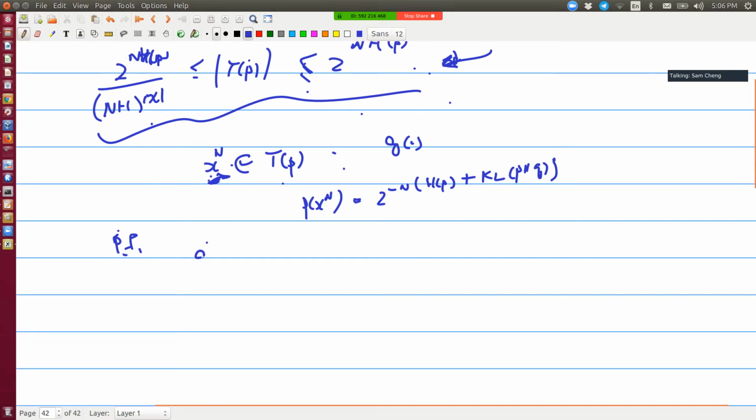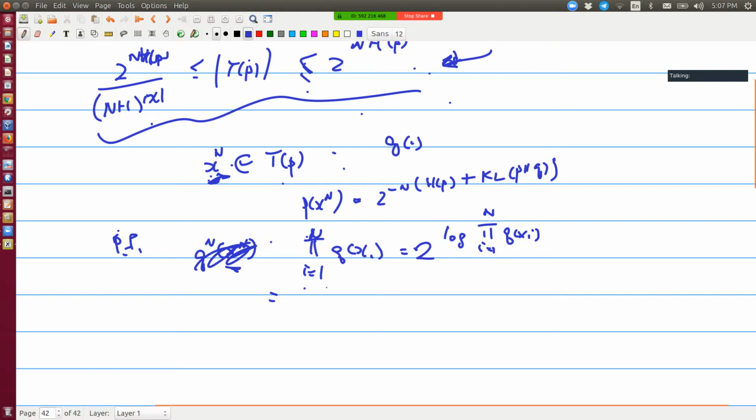So let's say I have Q. Q is the true distribution, right? So the probability of x^n will be just equal to the product of Q(x_i), i equal to 1 to n, because Q is the true distribution. And again, we'll do something to the log: log of the product, i equal to 1 to n, of Q(x_i).